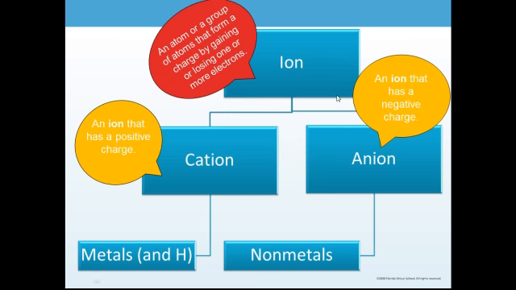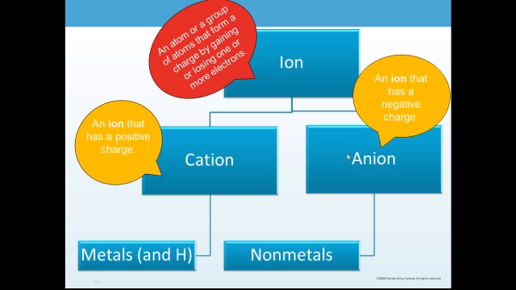The first vocabulary term we see is ion. An ion is merely an atom or a group of atoms that forms a charge by gaining or losing one or more electrons. Recall from Module 2 that you learned about the number of protons, neutrons, and electrons. When we change the number of electrons, that is called an ion.